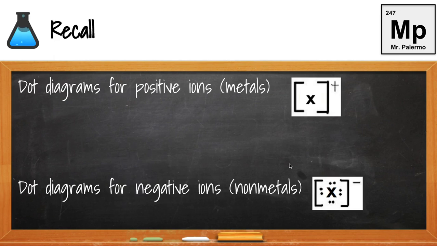Recall that our dot diagrams for all positive ions, our metals, are going to be the element symbol, our brackets, and no dots, representing a loss of electrons, and of course a positive charge, whatever that positive charge may be. And for the negative ions, in this case the nonmetals, it's always going to be the symbol with 8 dots representing the full valence shell, and then a negative symbol depending on what that may be.